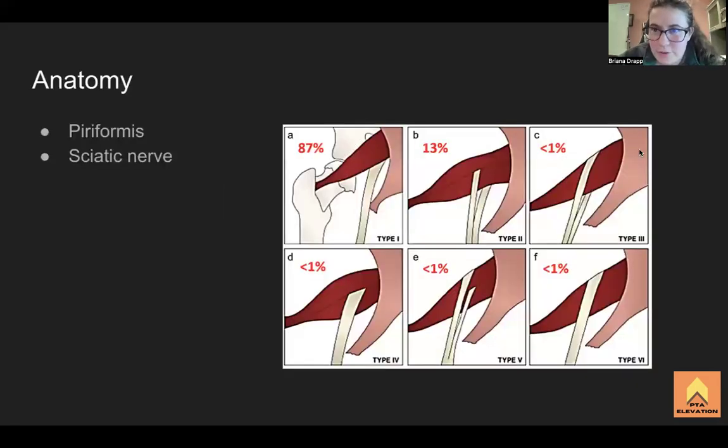But anyways, let's get into our Piriformis Syndrome. So why does Piriformis Syndrome happen? A lot of times it's due to just compression of the piriformis on our sciatic nerve, which, newsflash, that's all the anatomy really associated with this that we have to worry about.